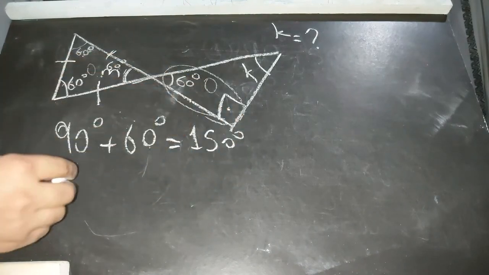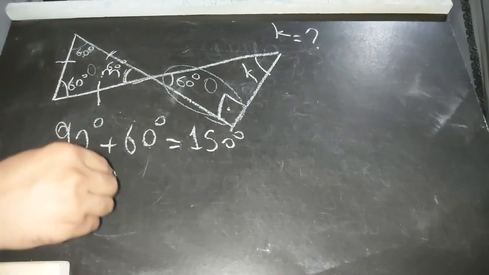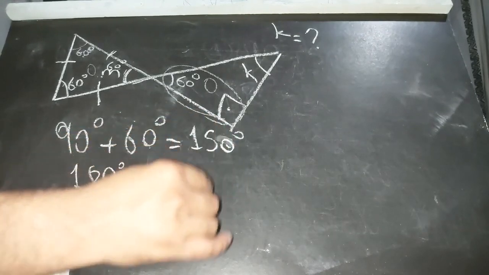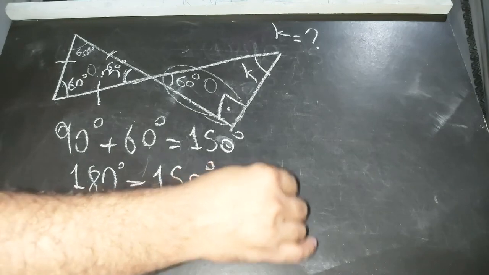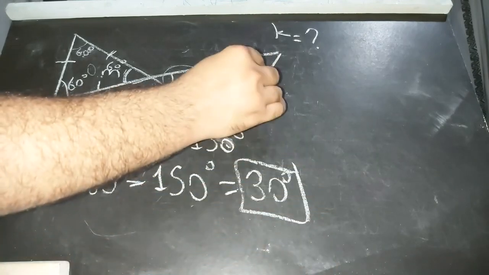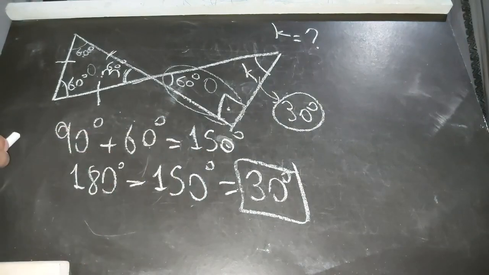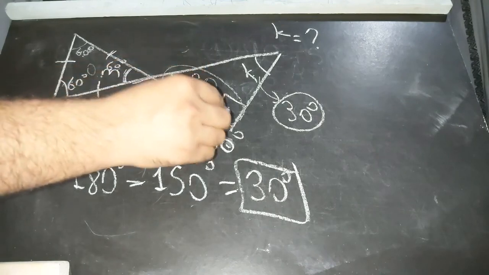Then subtract from 180. 180 minus 150 equals 30 degrees. That will be 30 degrees. Okay, so that one was my first method. And for the second method, you add all three of them up.